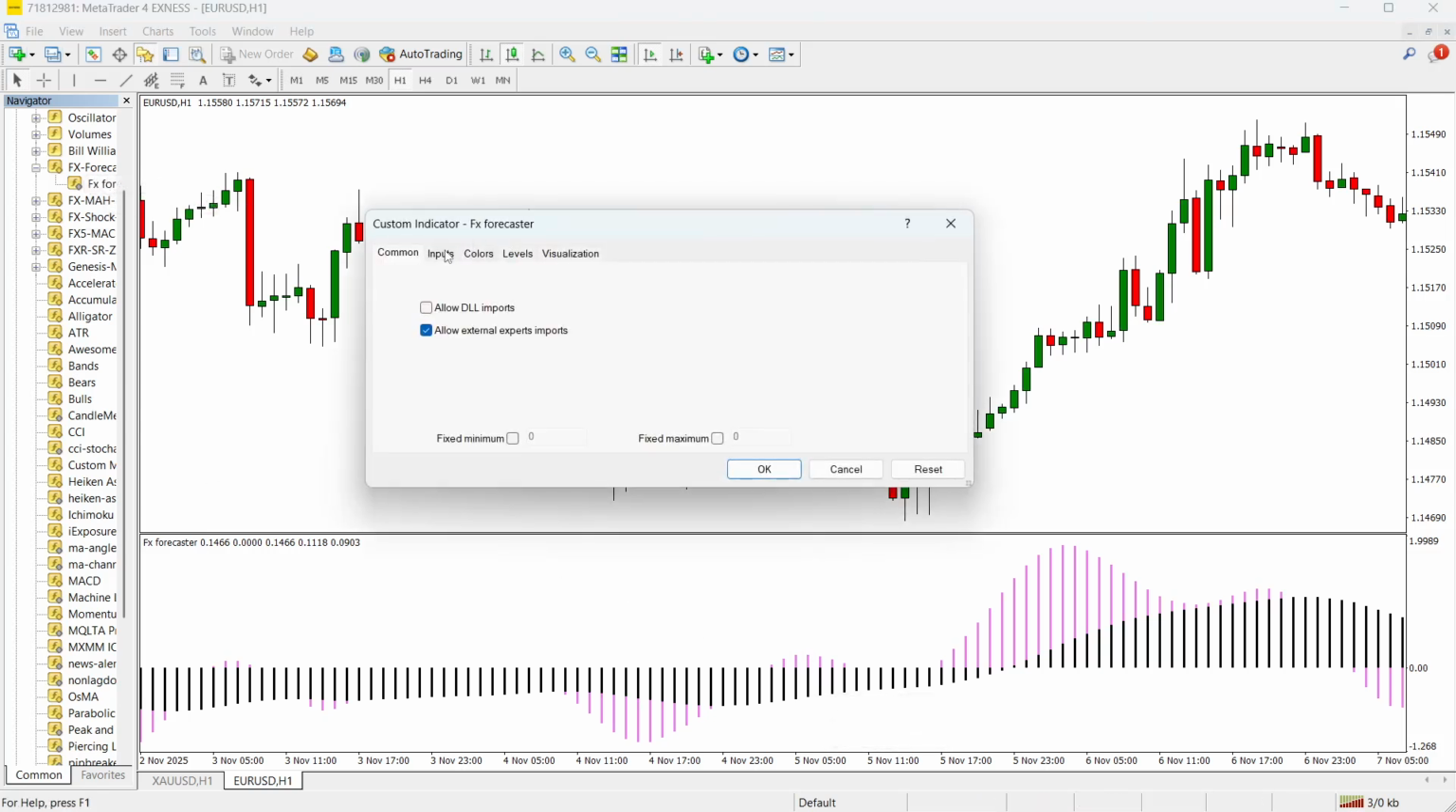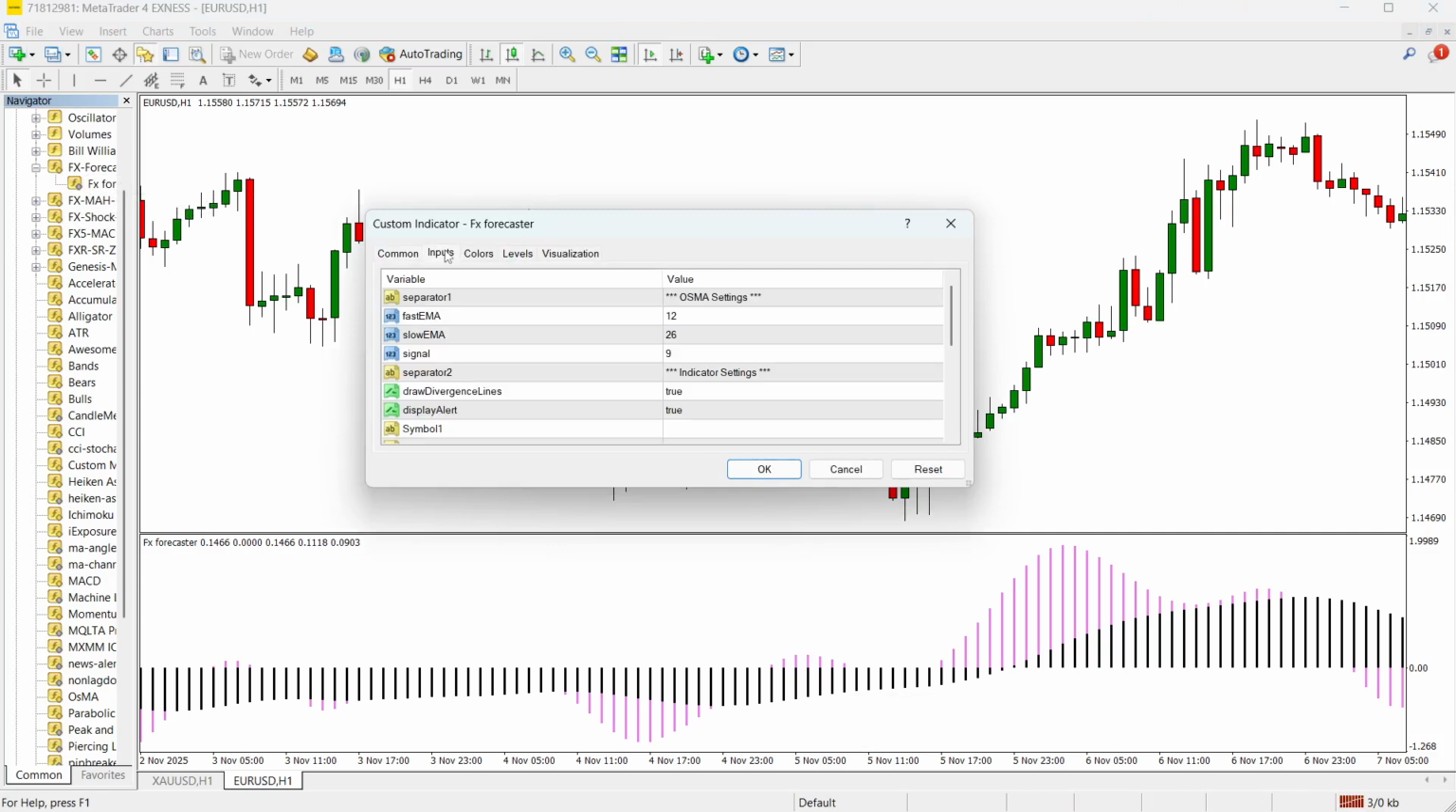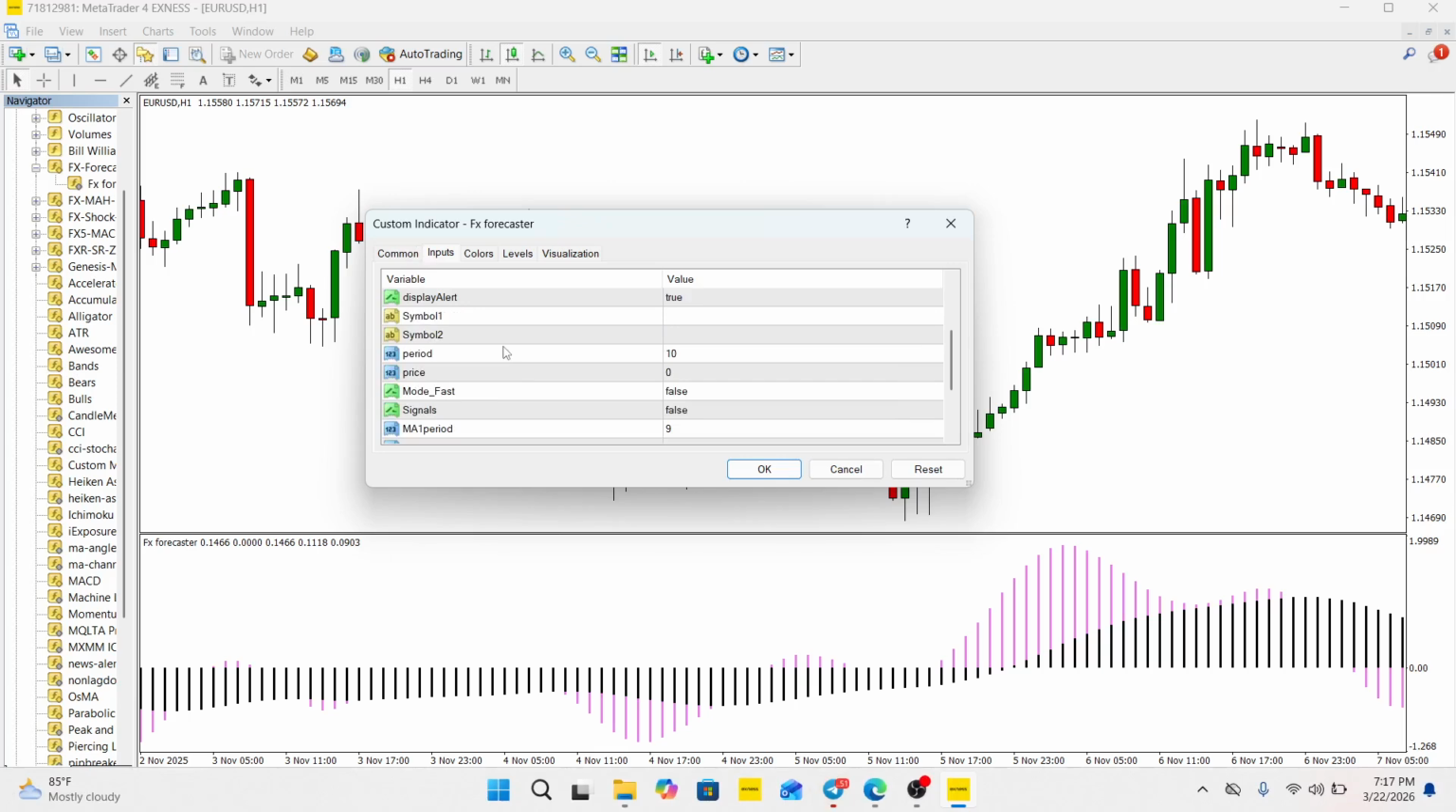As for the indicator settings, the fast EMA and slow EMA inputs define the fast and slow exponential moving averages used in internal calculation, directly shaping how quickly the histogram reacts to new price action. The signal parameter sets the smoothing applied to the MACD style difference between those EMAs, which affects how smooth or choppy the histogram looks.